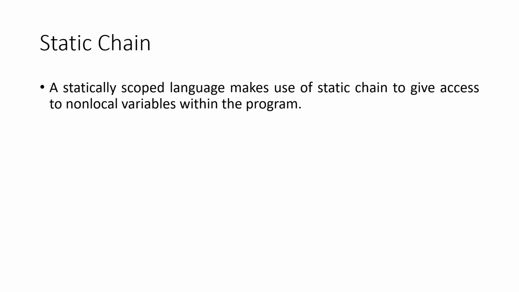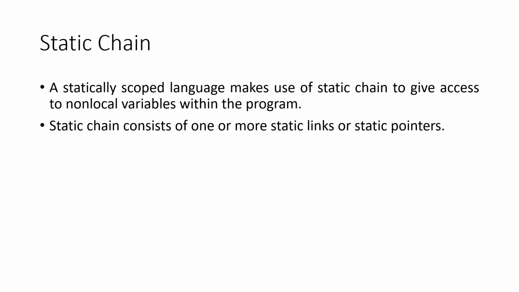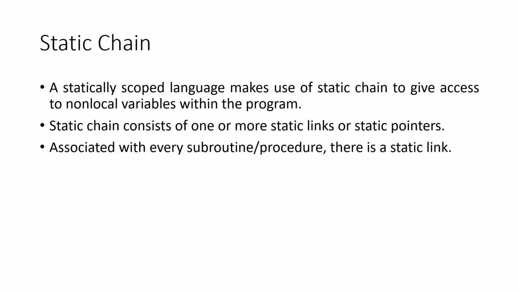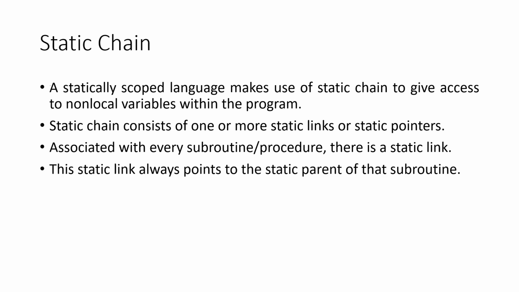So when you think of a static chain, a statically scoped language makes use of static chain so that it can access non-local variables within the program. Basically, a static chain consists of one or more static links or static pointers. With every subroutine or procedure, there is a static link. Now understand what is a static link. This static link always points to the static parent of that subroutine.